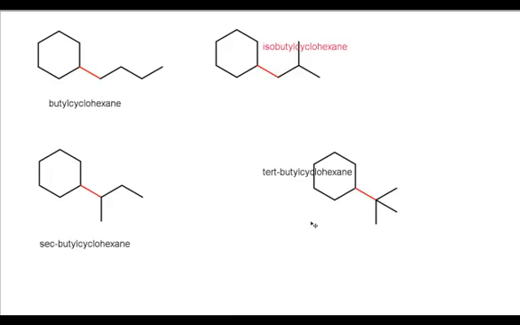And these are substituent names that you're going to have to memorize. Isopropyl, isobutyl, sec-butyl, and tert-butyl.